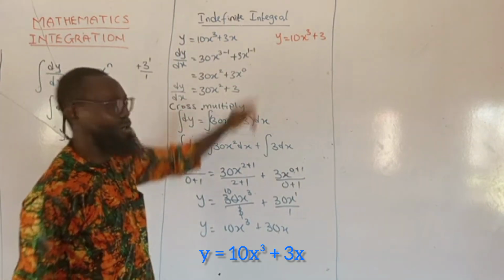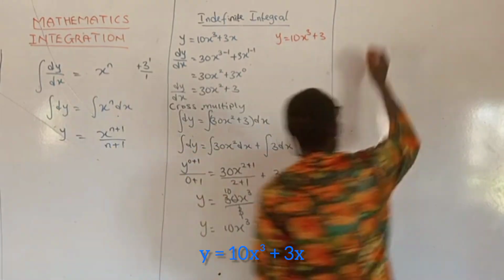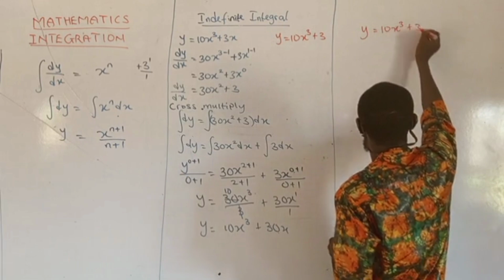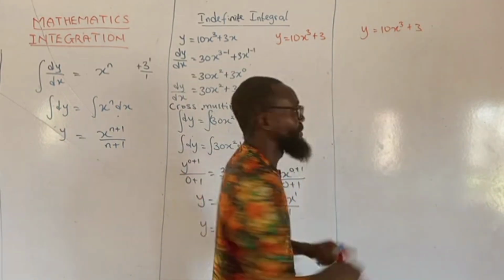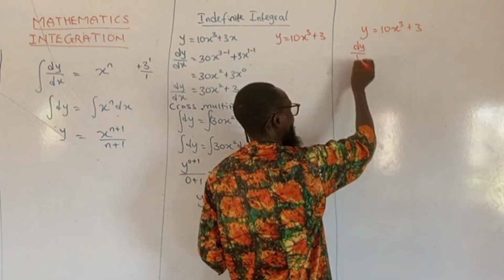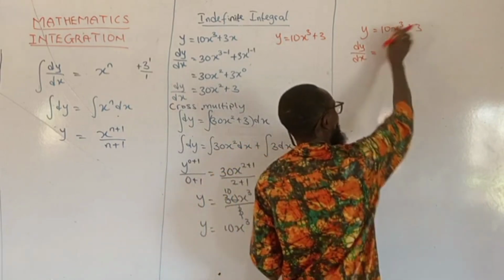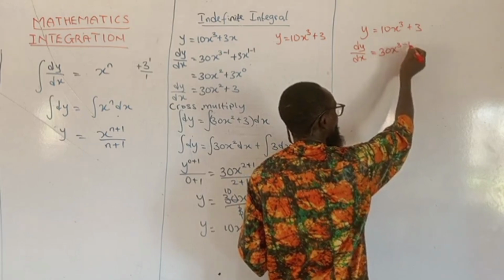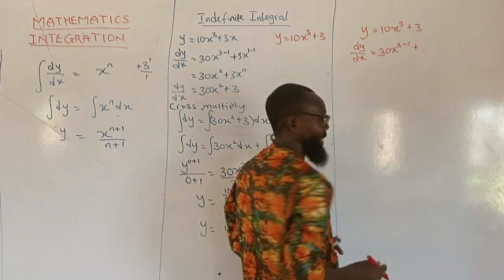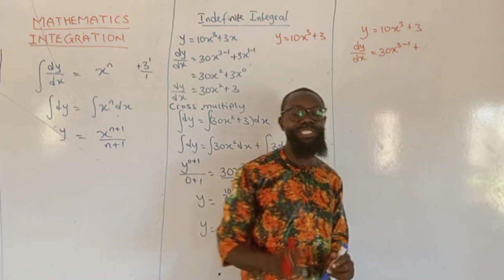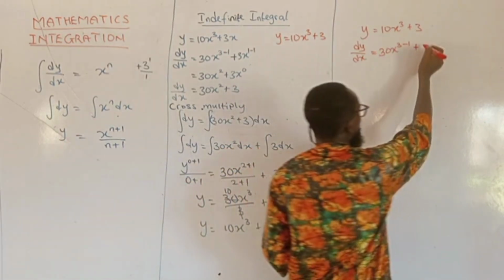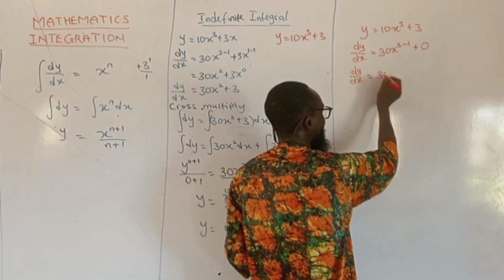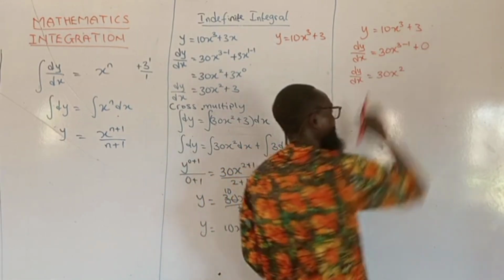Now, what of the second function? That says y is equal to 10x cubed plus 3. Let us differentiate this. dy/dx is equal to 3 multiplied by 10, 30x raised to power 3 minus 1, plus, don't forget that in differentiation, the differentiation of a constant equals 0. So we have dy/dx is equal to 30x raised to power 2. This has become 0. Fine.